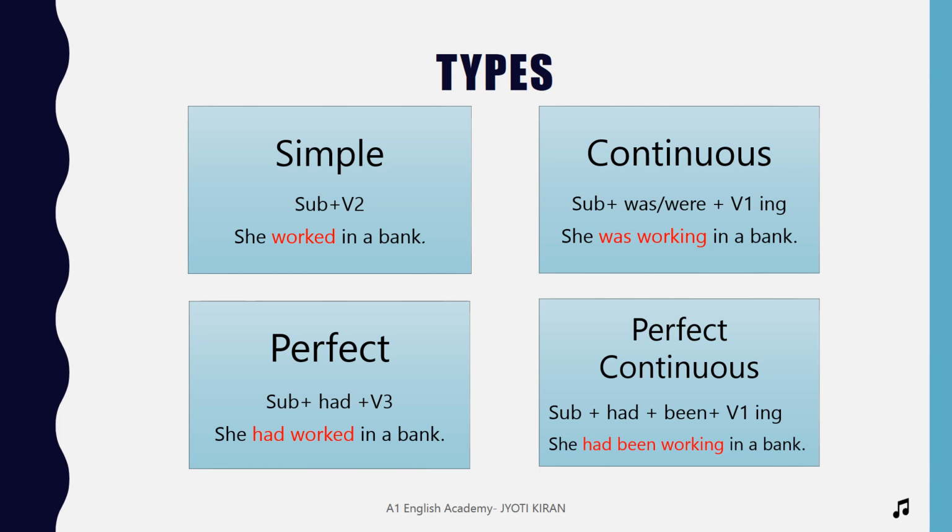And the last is past perfect continuous. This tense is used to show that an ongoing action in the past has ended. See the example. She had been working in a bank. So here we use had plus been plus first form of verb with ing. Now we will study about these types in detail.